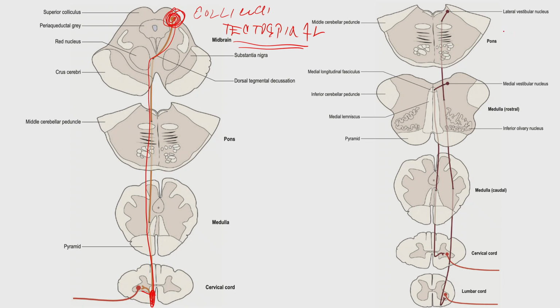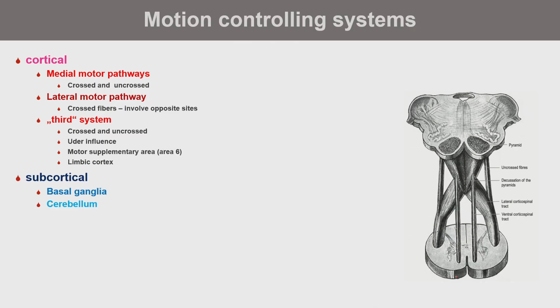This is the vestibulospinal tract. So from the vestibular nuclei, again in the anterior horns, anterior fasciculi, they are able to modify the activity of the cervical or lumbar spinal cord.